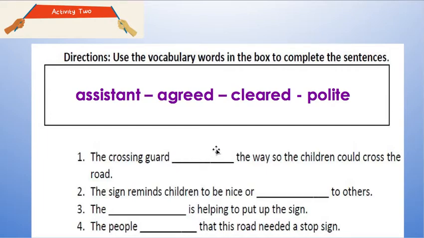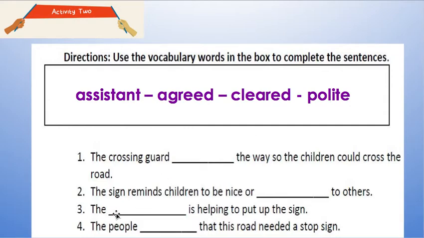So he cleared the way so the children could cross the road. Clear means that he tried to keep the cars on one side and make them stop so the road is clear, there's no cars, and it's safe for the children to cross the road. Number 2, the sign reminds children to be nice or dash to others. What you should be nice or what to others? We should be polite to others.